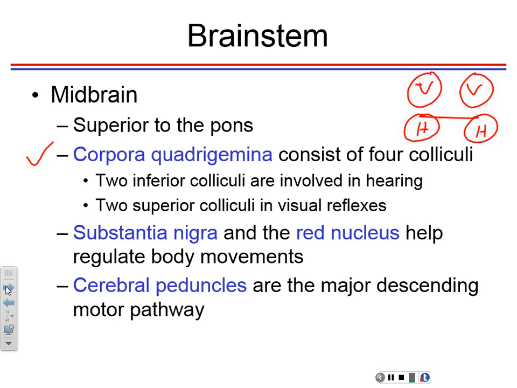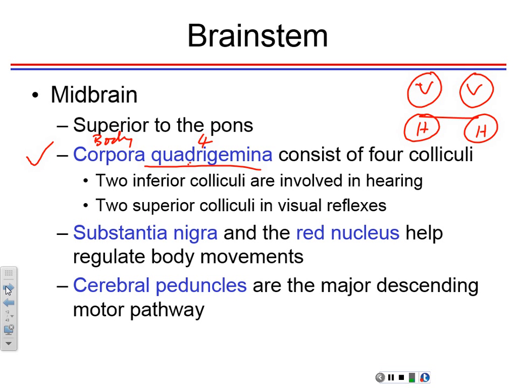We're still talking brainstem. Those 2 superior colliculi and 2 inferior colliculi form 4 bodies, which is what we call the corpora quadrigemina. Because corpora is body, and you know what quadrigemina means? 4 bodies, 4 geminal centers. So those 4 bodies will be the 2 inferior colliculi for hearing and the superior colliculi for eyesight.